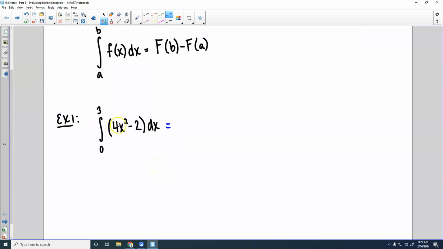All right, so we're going to integrate like we have been doing using the power rule. So for this problem, I would increase that exponent by 1. I'll get x to the third. I'll divide out front by that 4/3, or I'll divide by the 3, which will give me 4/3. And then I'll have a minus 2x, right? I'm going to put plus c right there, okay?